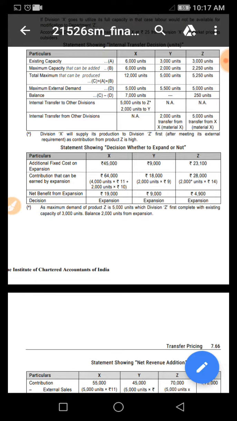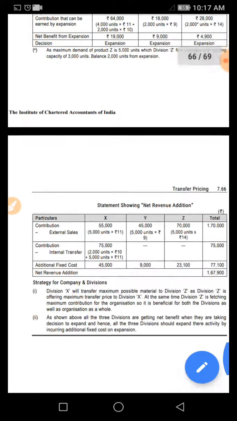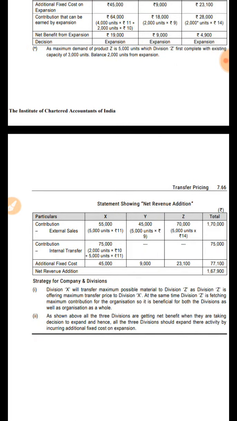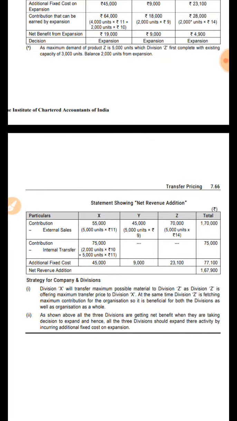As maximum demand of product Z is 5,000 units, which division Z first complete with existing capacity of 3,000 units, balance 2,000 units from expansion. Okay, whatever I said, that only there. So expansion decision also taken. Now we have to find out the net revenue addition, XYZ and total. So X is selling externally as also internally.